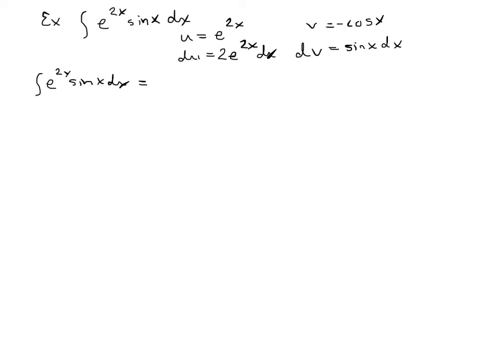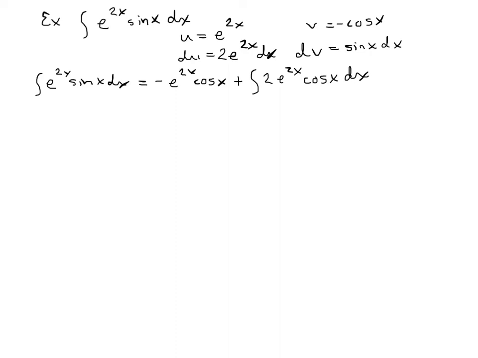So first integration by parts here, u times v is negative e to the 2x cosine of x minus the integral of v du. So that's minus a negative, because of the negative in front of cosine, 2e to the 2x cosine of x dx. All right, so there's the first step.